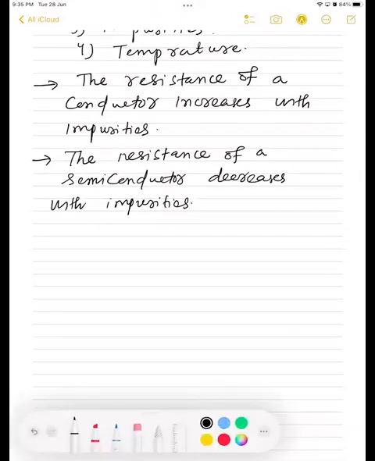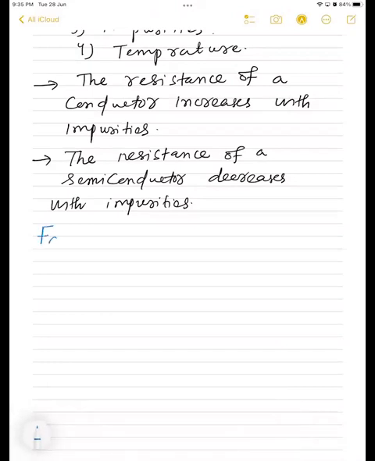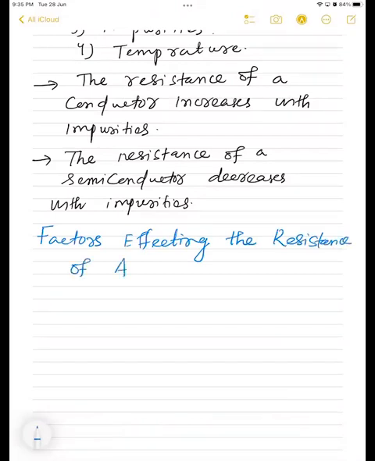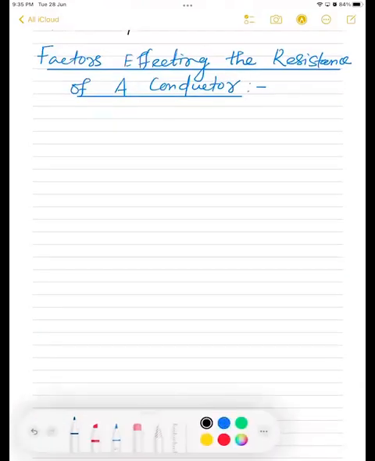Now let's see factors affecting the resistance of a conductor. Listen carefully, students. Factors affecting the resistance of a conductor.